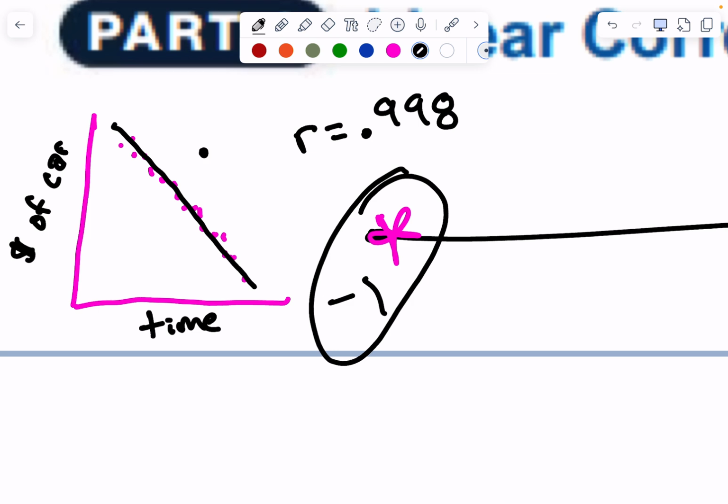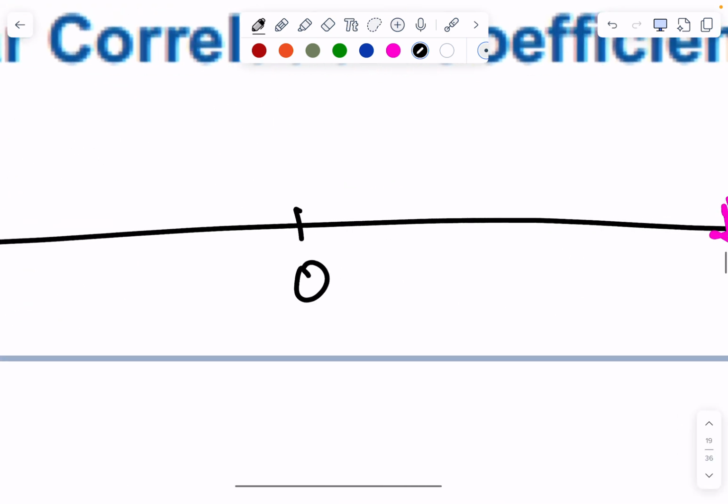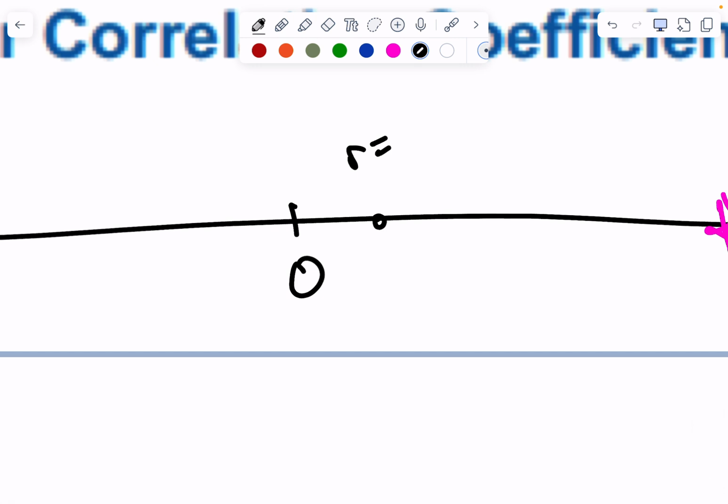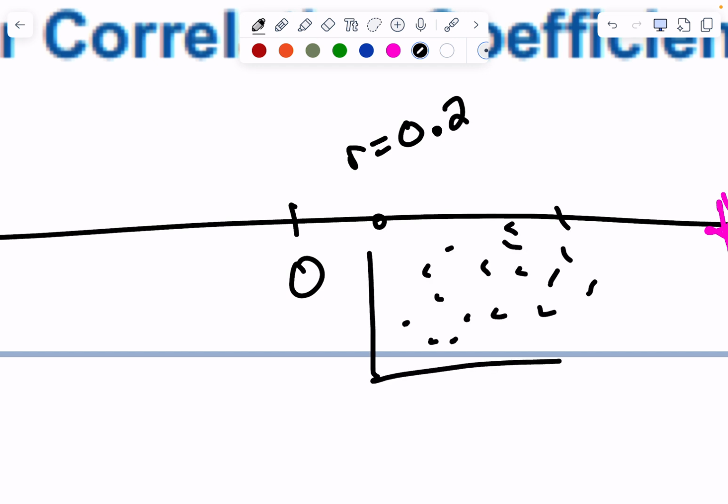Got it? If you have an R value that is, let's say, R equals 0.2, not a very good relationship, that is going to be something that looks like this. All over the place. Not a very good linear relationship, right? If I try to draw a line in there, sure, it might go like this, but how many of those dots are living on my line? Not very many, right? Okay. So 0.2 might end up looking like this.